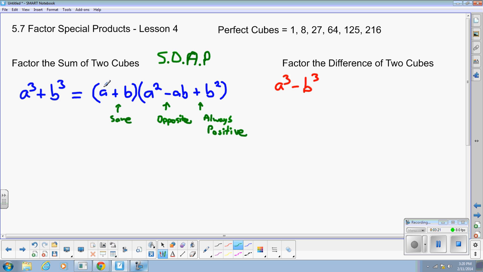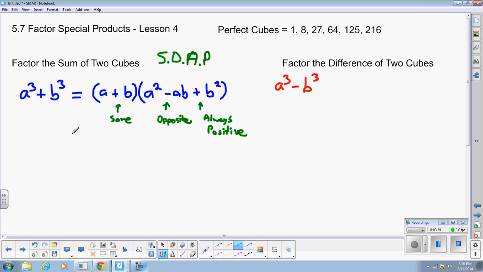It always follows this pattern. Cubed root plus cubed root, times the first term squared, minus, you multiply these two together, and then b squared. And that's the pattern it always follows.